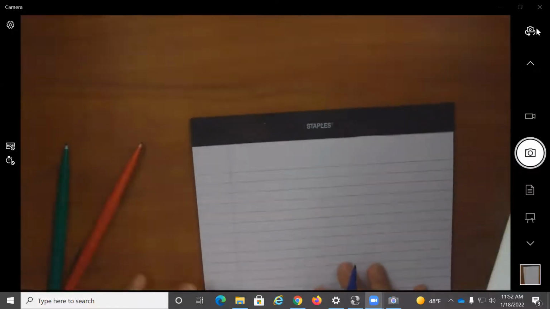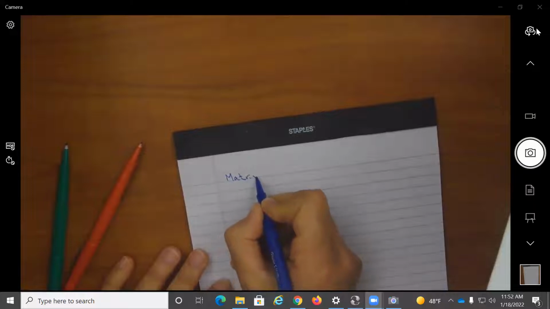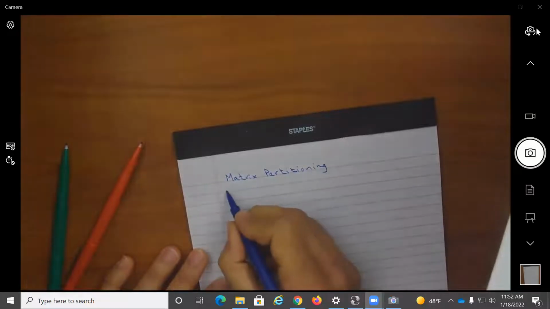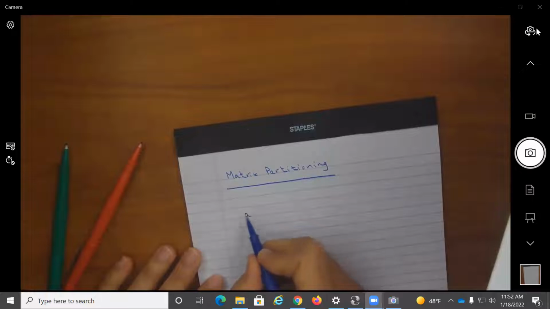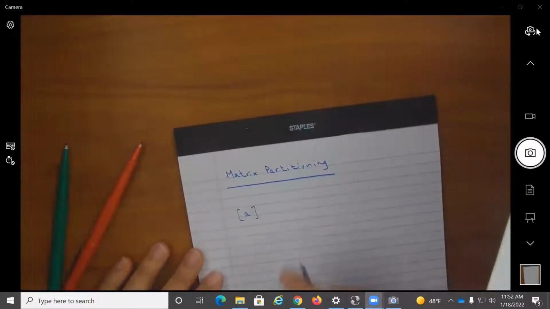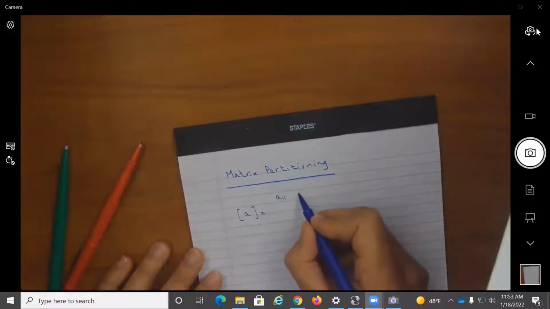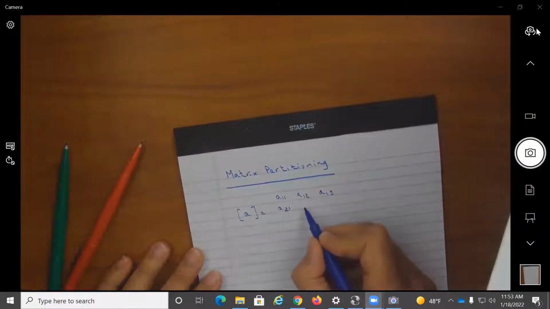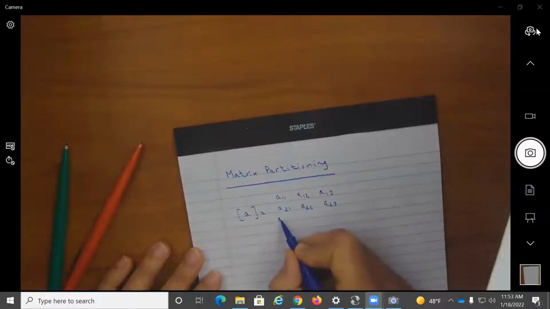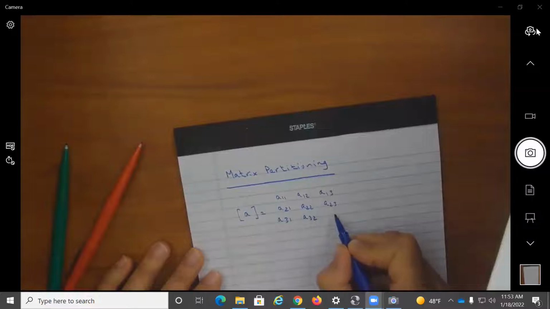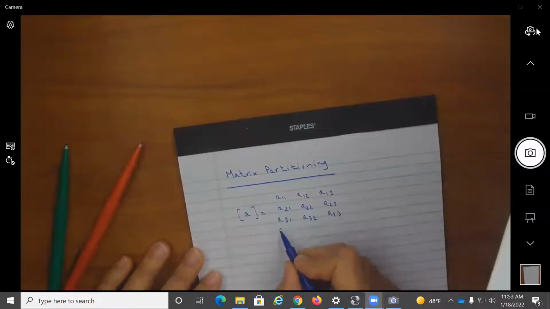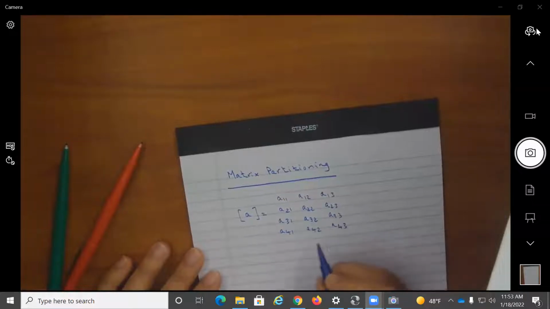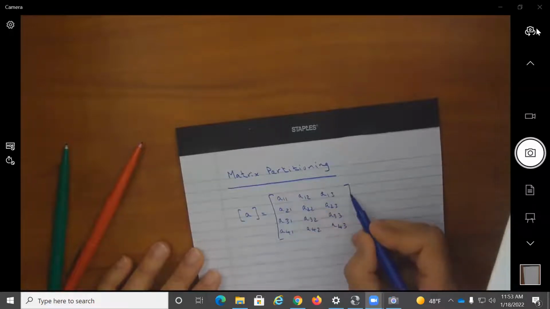Another concept that can be extremely useful is matrix partitioning, where if I have a matrix A, and A is equal to A11, A12, A13, A21, A22, A23, A31, A32, A33, and A41, A42, A43. So this is a 4x3 matrix.